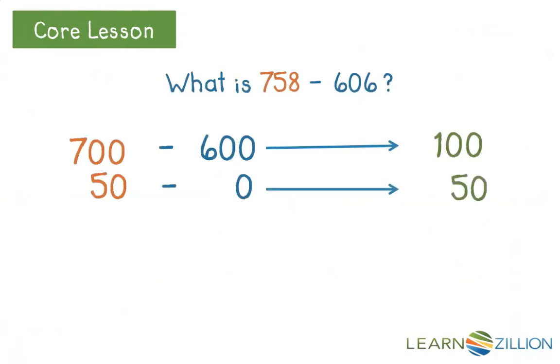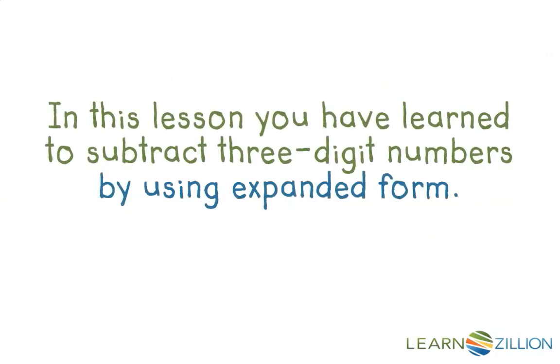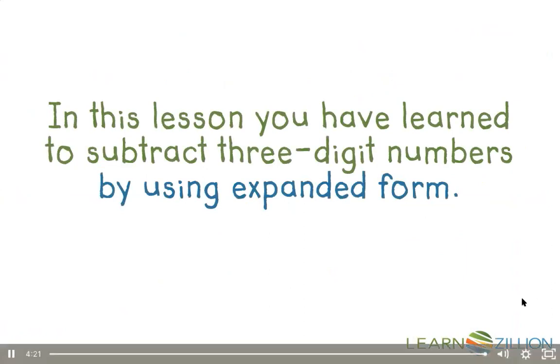So we still have 50 for our tens. Finally, we have 8 in the ones place, and we'll take away 6, which leaves us with 2. So to find the standard form, I have 100 plus 50 plus 2, which equals 152. So 758 minus 606 equals 152. In this lesson, you have learned to subtract 3-digit numbers by using expanded form.